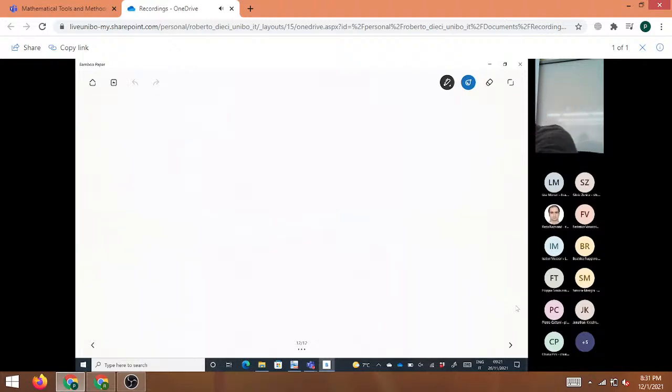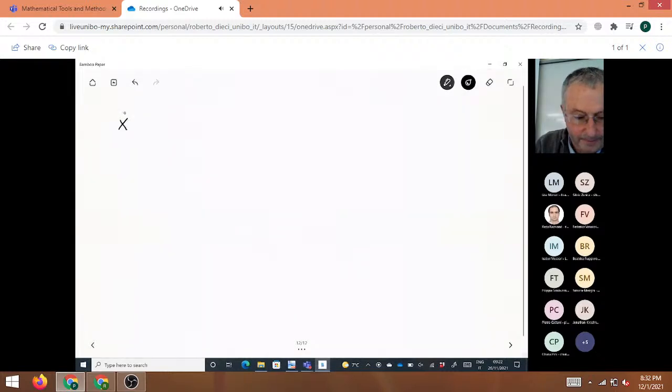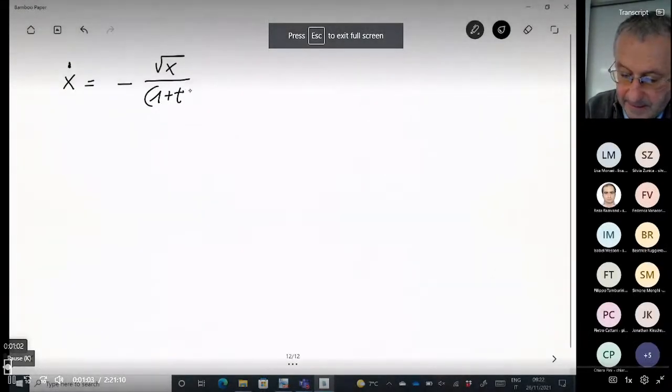Okay, so a few more examples on the solution to differential equations. Here is one. For instance, suppose that I have a differential equation of this type, x dot is equal to minus square root of x over (1 plus t) squared.